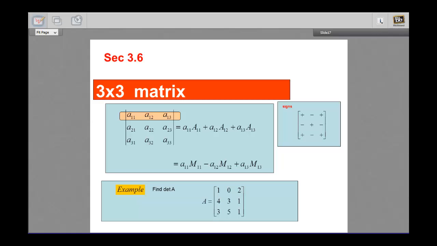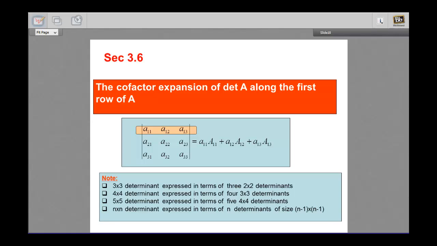In this way we are going to expand. Here it is written as A11 M11, minus A12 M12, plus A13 M13. So we understand and read all these things. A 3 by 3 determinant is expressed in terms of 2 by 2 determinants. Similarly, a 4 by 4 determinant is expressed in terms of 3 by 3 determinants.